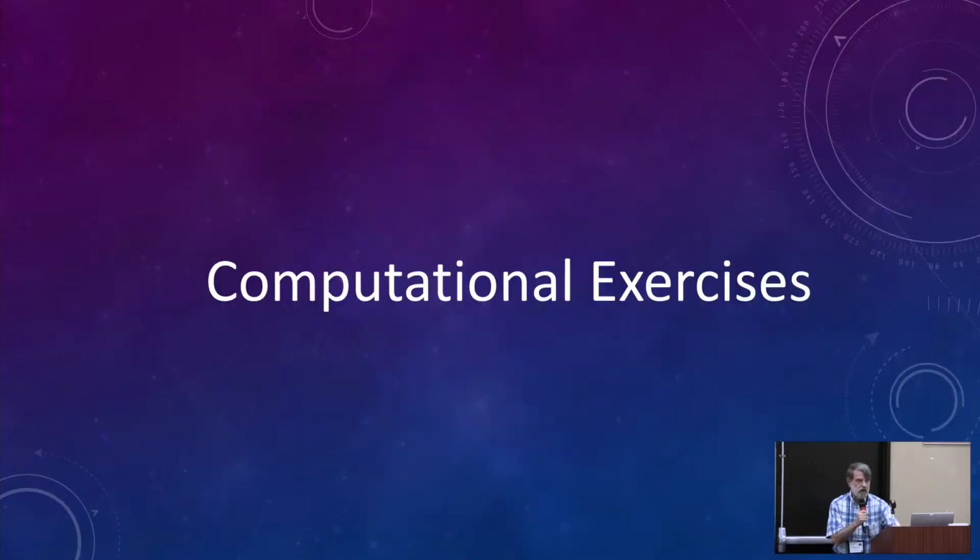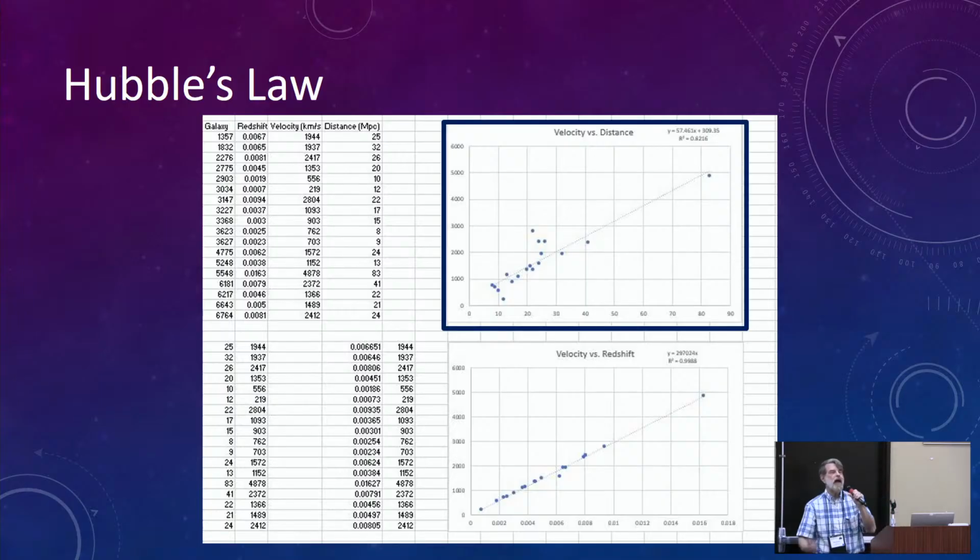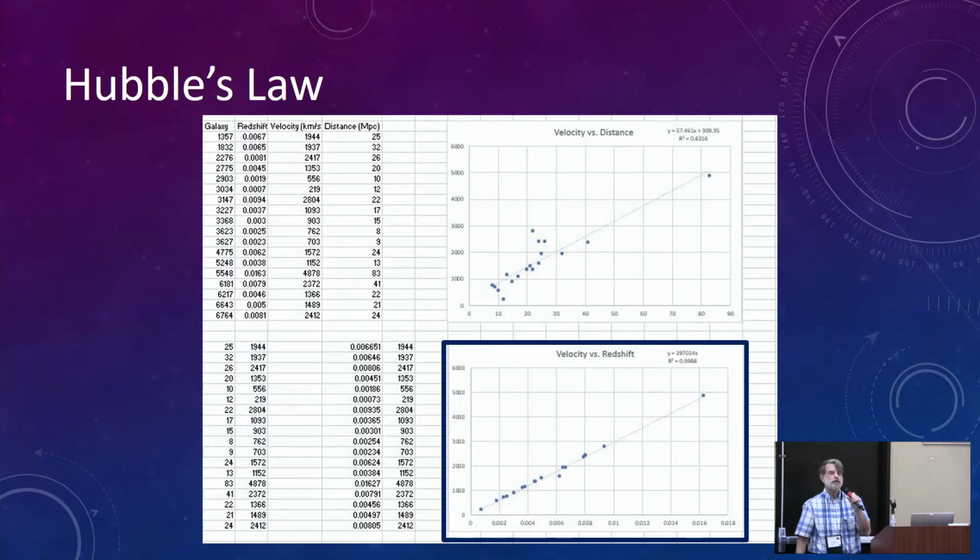Examples of the computational activities. This one is a graphing example where I gave them a group of galaxies and asked them to plot the recessional velocity versus the distance and find the trend line, and that was Hubble's constant, which for this group of galaxies was 57. I also asked them to graph the recessional velocity versus the redshift to show what the redshift was used for and what the relationship between the two was.